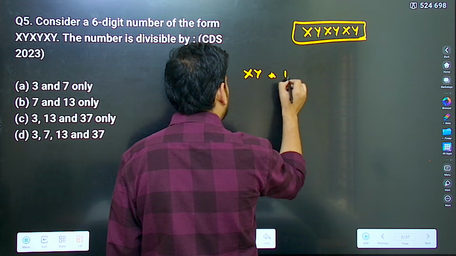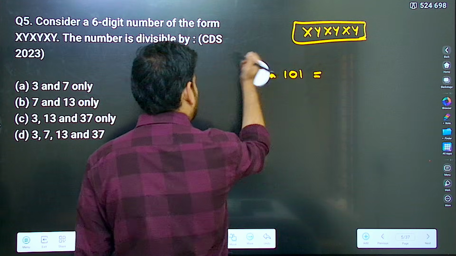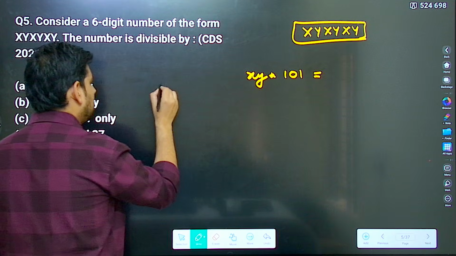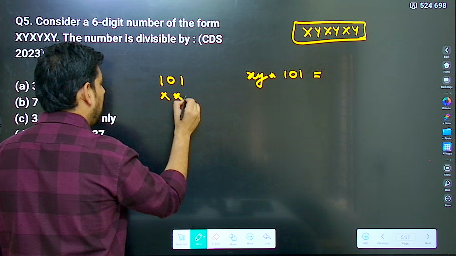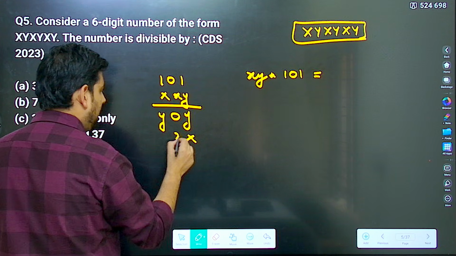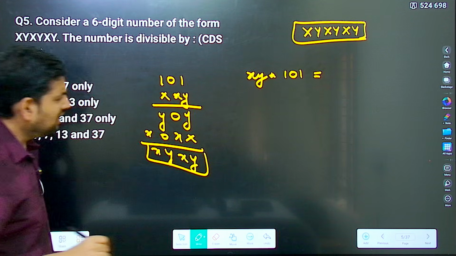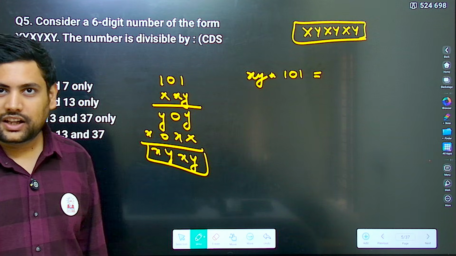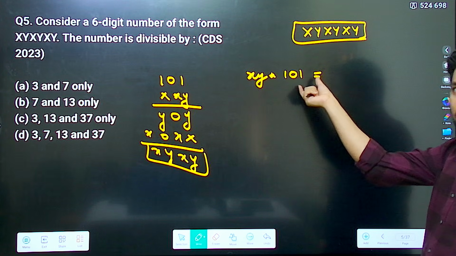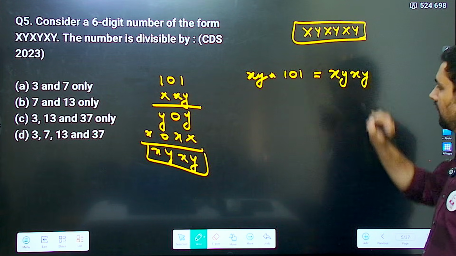If xy is multiplied by 101, what will I get? Let us find out. Let us write it in small letters. xy multiplied by 101, what do I get? So 101 into xy. Now what I got? Y here, 0, y; then x, 0, x. So this becomes xyxy. What you got? You got xyxy. Correct? Now see this. So this xy got repeated twice if I multiply it with 101.